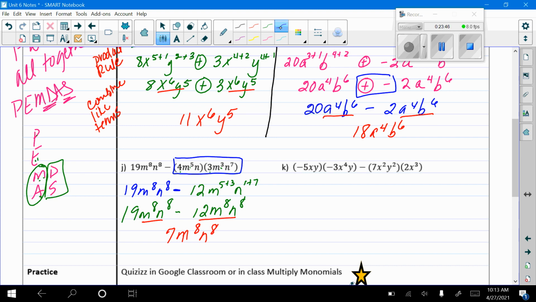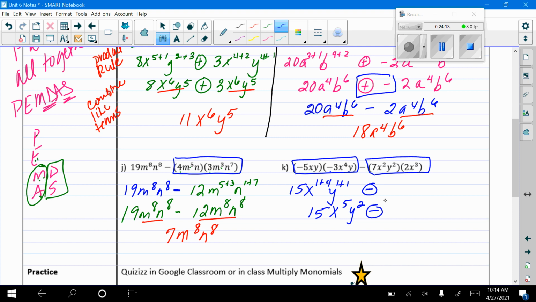And the last one, before we go to the quizzes in Google Classroom, I'm going to box this first part, box the second part, so we have to multiply those out first, and then we're going to subtract. I've got negative times a negative is a positive, so it's 15. X is going to be 1 plus 4, and y is going to be 1 plus 1. So 15, x to the 5, y to the 2, minus.